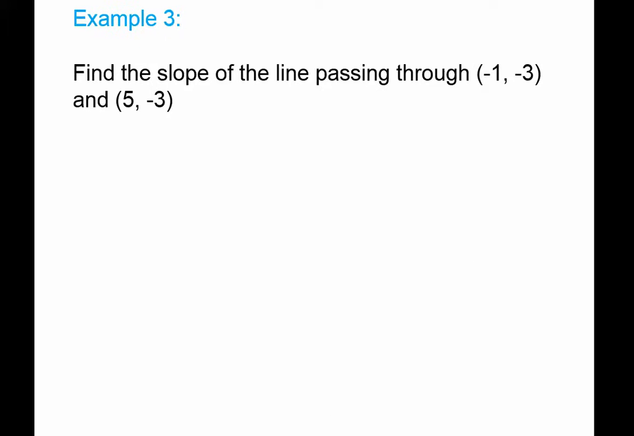Okay, next one. Find the slope of the line passing through -1, -3 and 5, -3. So you'll need to put this one down on your paper as well. Go ahead and get started on your own. See what you come up with, try to interpret it, and then unpause when you're ready. We'll go over answers.